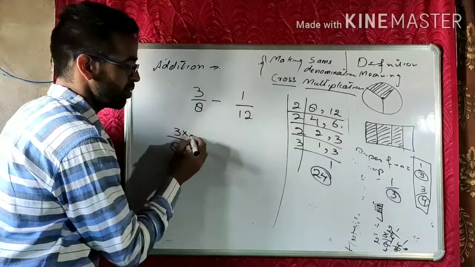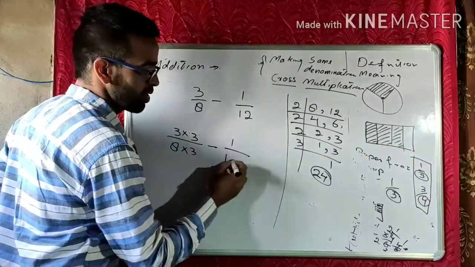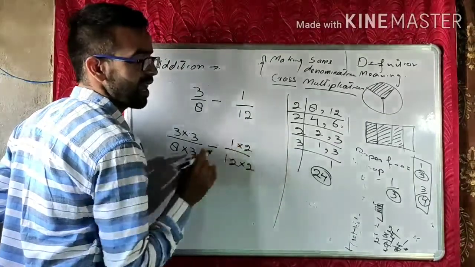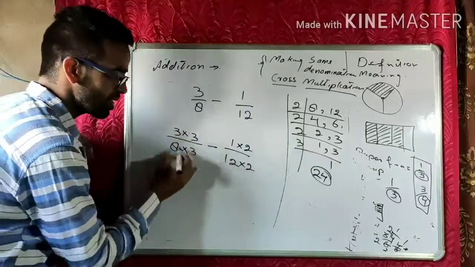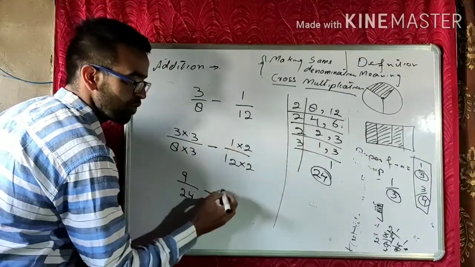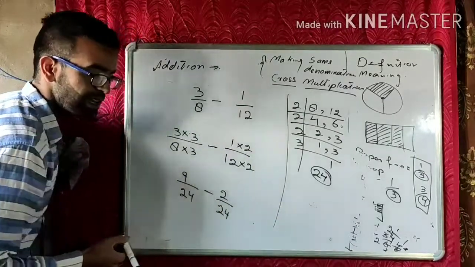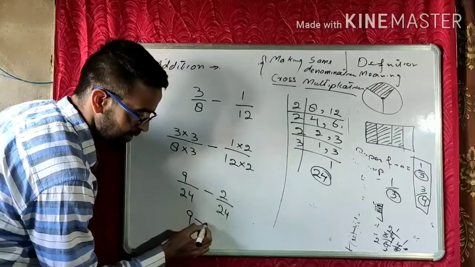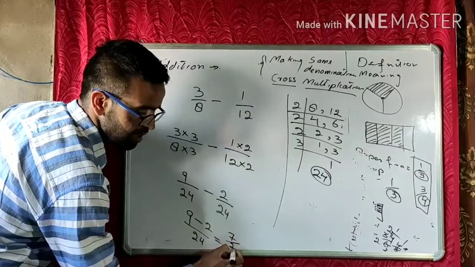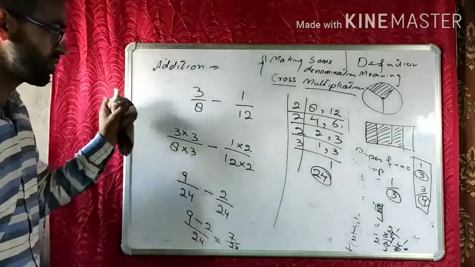The same we multiply on the upper side, 3 and 3. Here 1 by 12. 12 is multiplied by 2 to get 24, so the same on the upper side. So 3 3s are 9 and 8 3s are 24, minus 2 1s are 2, 12 2s are 24. We get the same denominator as like fractions here. 9 minus 2 divided by 24. 9 minus 2 equal to 7 divided by 24. This is the answer for that question.